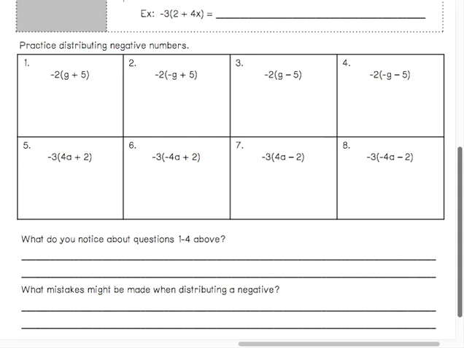So you're going to try 5, 6, 7, 8 on your own. Then you're going to answer, what do you notice about questions 1 and 4 above? I basically just said it. So if you need to replay it, I just said it. So add that in there. And then what mistakes might be made when distributing a negative? Now I want you guys to take the time to think what kind of mistakes could be made when distributing a negative.